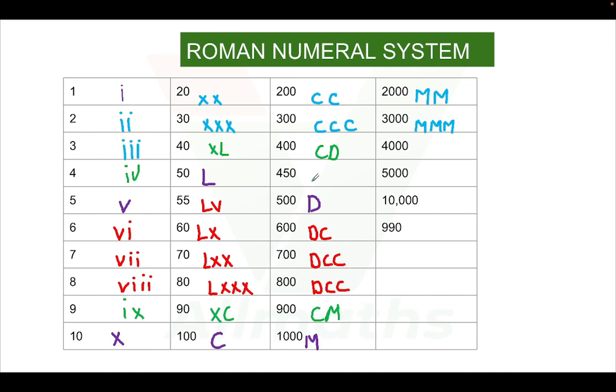But remember, L, 50, cannot come behind D. So this will not be written as LD. I intentionally put this there for a clearer explanation. So this cannot be written as LD. Rather, how do we write 450? Now that we know our 400 is CD, then the 50 can be what?